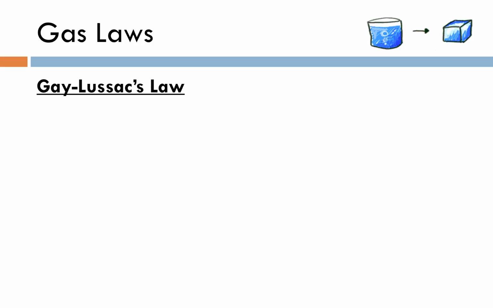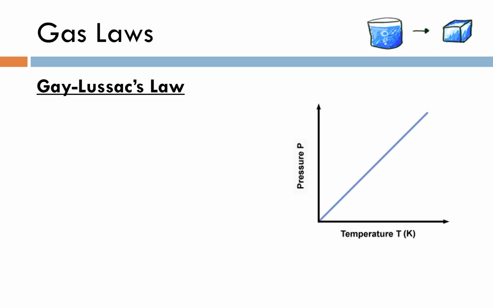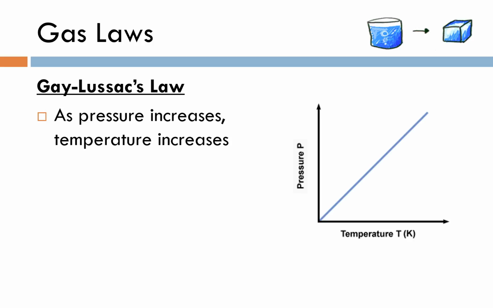The third one is Gay-Lussac's law, and Gay-Lussac's law is looking at the relationship between temperature and pressure. Now, instead of a balloon where you've got those flexible walls, picture a solid metal container. As you heat up the gas, the particles get moving faster, and they're going to smash into the sides of the wall and into each other at a much greater speed or with more force, and therefore pressure is going to increase. So as pressure increases, temperature increases.